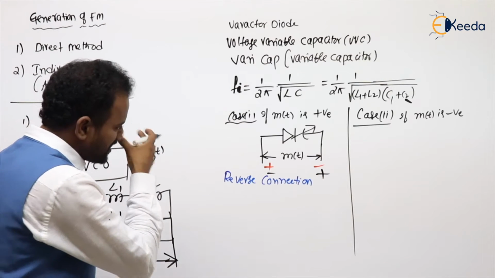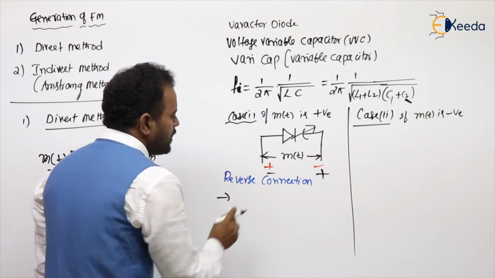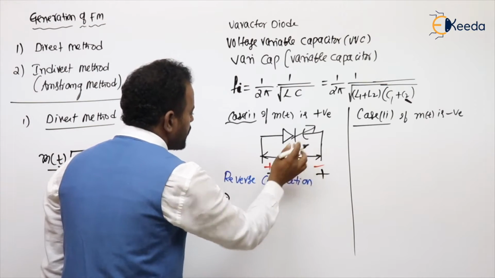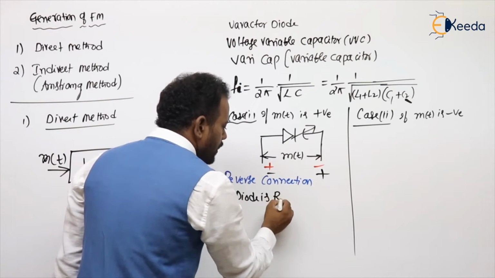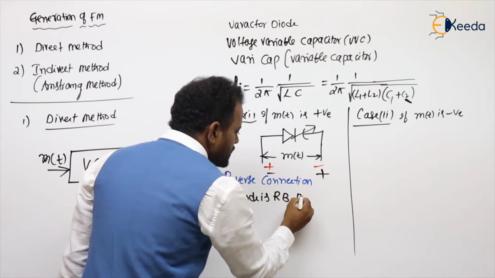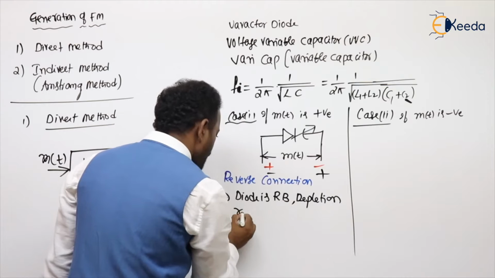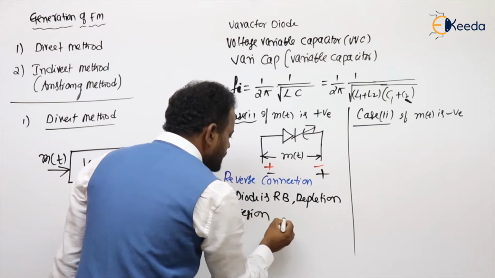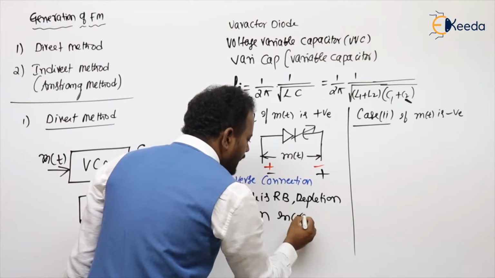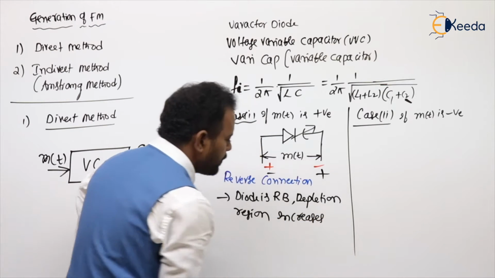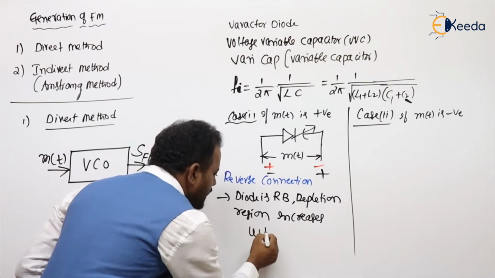Then let's see the diode, sir. Minus, plus means the diode is forward or reverse biased? Negative to positive, positive to negative: the diode is reverse biased. Diode reverse biased means the depletion region increases or decreases? Reverse bias means the depletion region increases, sir. Depletion region increasing means the width of the depletion region is increasing.